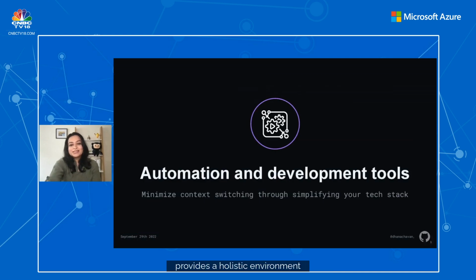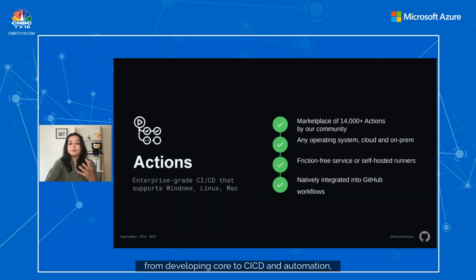GitHub Enterprise provides a holistic environment where developers can excel, teams work together, and projects get delivered. Developers can work together to improve code with pull requests. They can share best practices with actions and communicate and stay in sync with issue tracking and project pages. GitHub Enterprise combines all of the tools that share a common context, reducing context switching from developing code to CI/CD and automation. Which brings me to the automation piece.